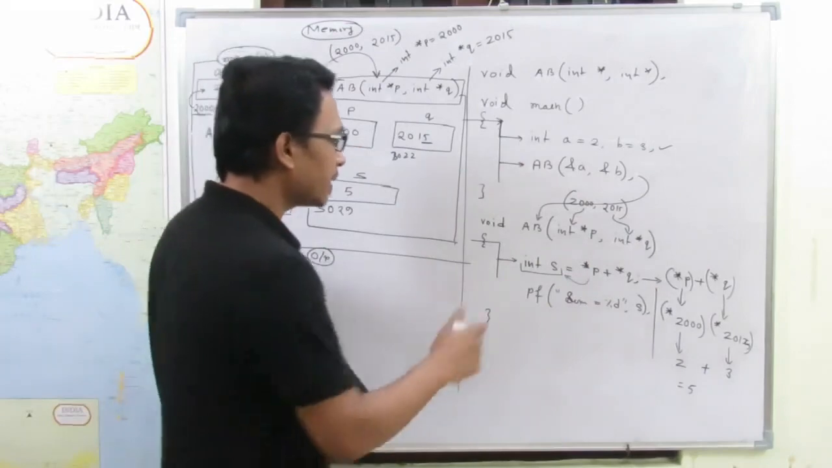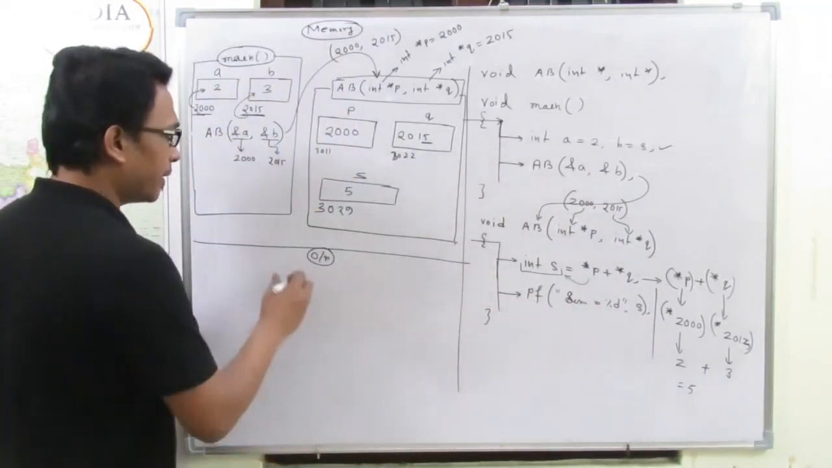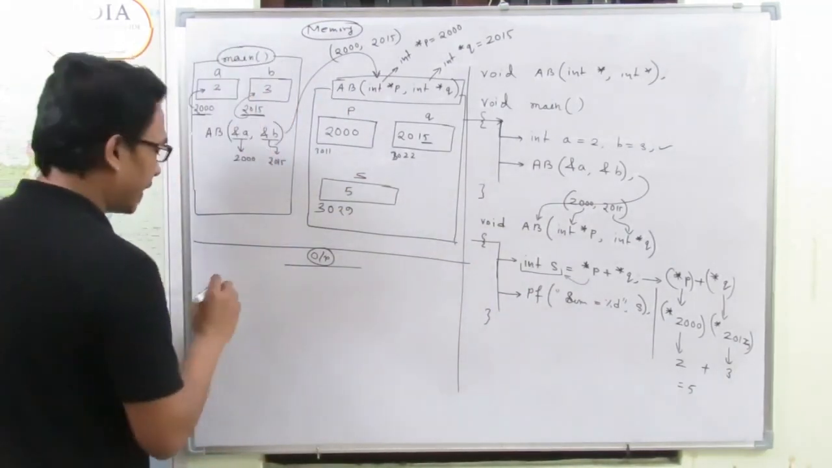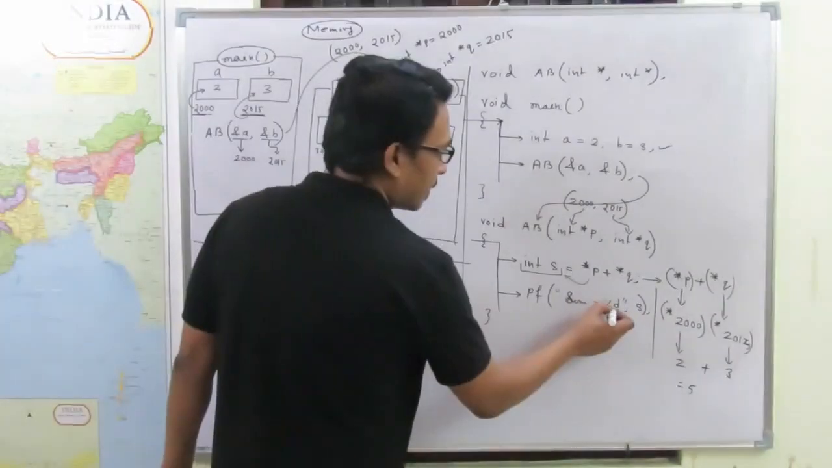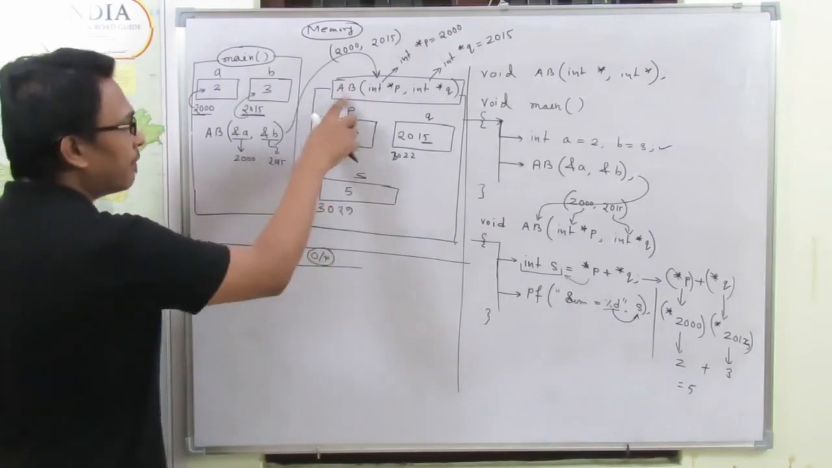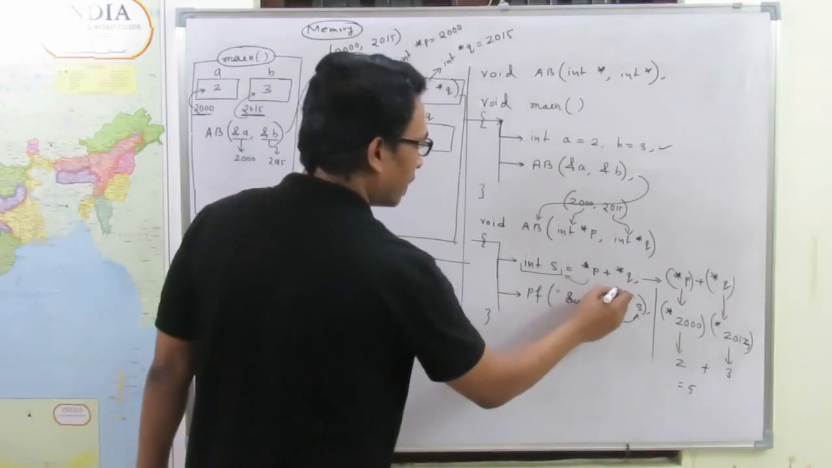Next instruction is printf. Now it will print something on the output screen. So on the output screen we get the output as sum = %d, s. What is the value of s in the ab function? Inside the ab function, the content of s is 5, so it will print 5 here.